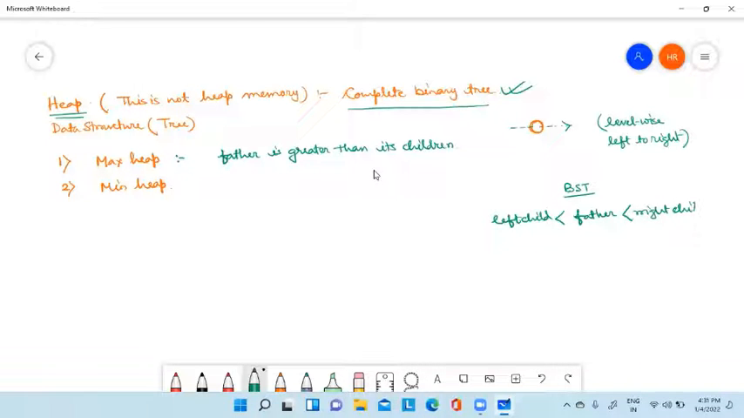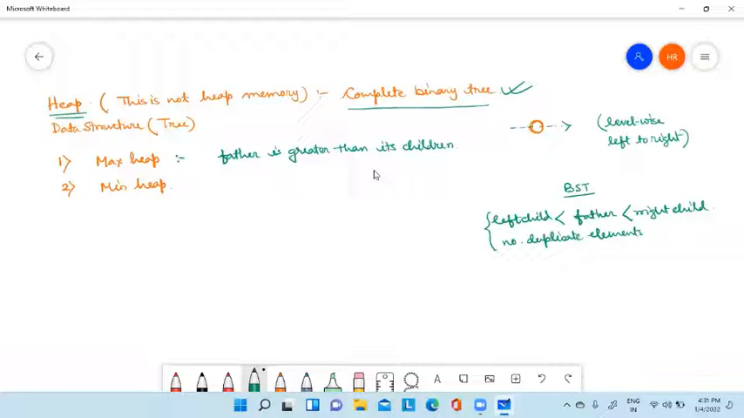This is the definition of binary search tree. There is no duplicate element, no duplicate elements. Okay, this is another important thing. So this is true for binary search tree.